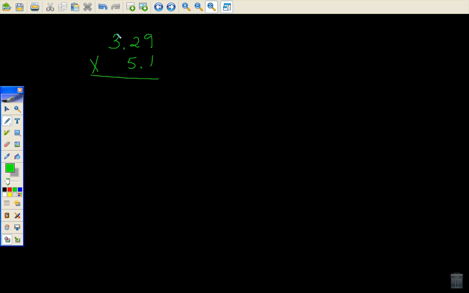Step 1 was to estimate the factors. So 3 and 29 hundredths is about 3. 5 and 1/10 is about 5. So I'm going to go ahead and multiply those. My answer, when I get done with the real multiplication, it should be close to 15.